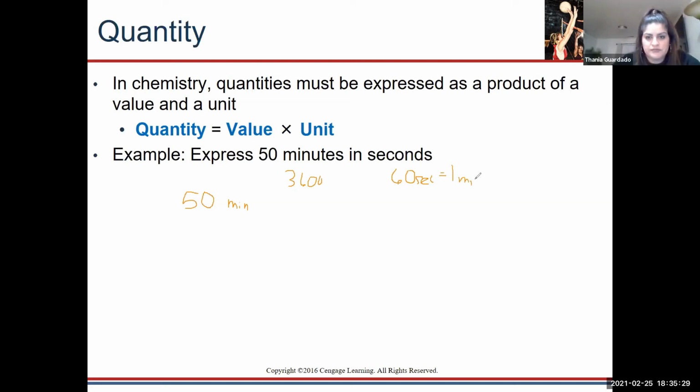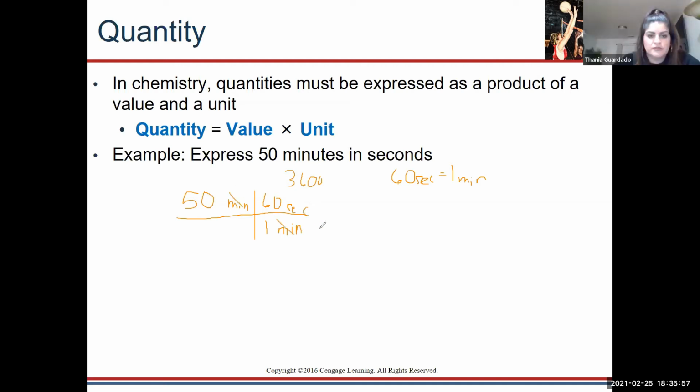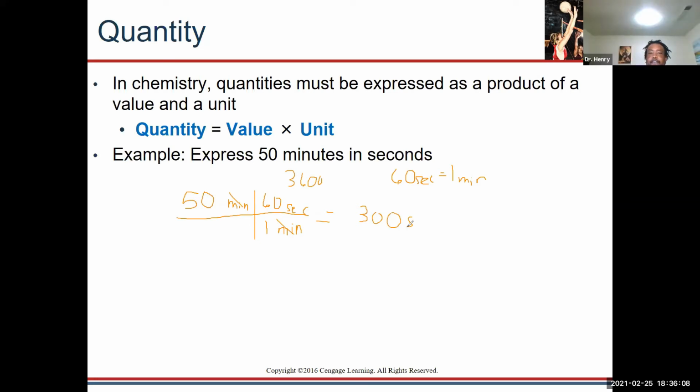Okay. So if there's 60 seconds per 1 minute, I like drawing my little table here to keep me disciplined. I want to get rid of minutes. So what am I going to put on the bottom? 1 minute. So I can cross out minutes, and by default I'm putting 60 seconds on top. And so I get 3,000 seconds. How many sig figs should I have?